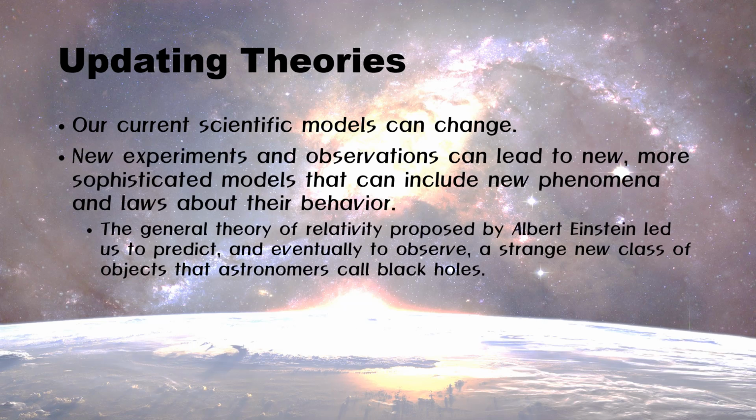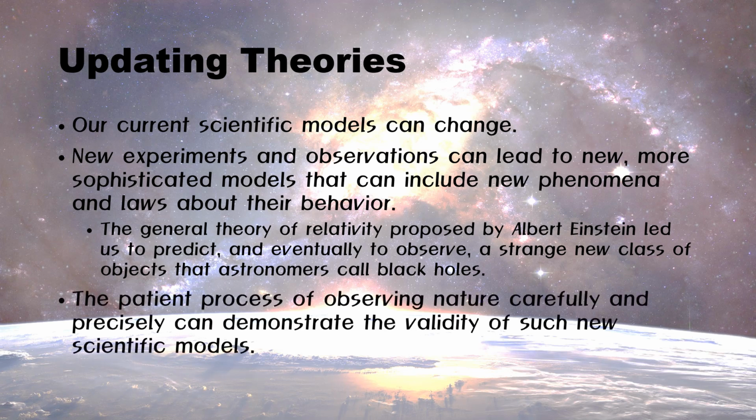New experiments and observations can lead to new and more sophisticated models that include new phenomena and laws about those behaviors. For example, we can talk about the general theory of relativity proposed by Albert Einstein. This allowed us to predict and eventually to observe a strange new class of objects that we hadn't really known about before, which we would now refer to as black holes. Now, this kind of patient process of observing nature very carefully and very precisely allows us to demonstrate the validity of new scientific models.